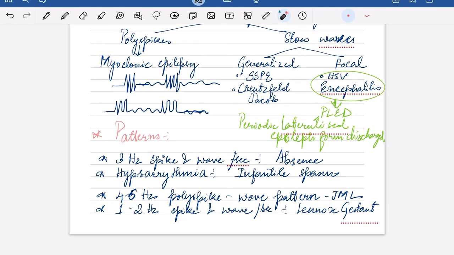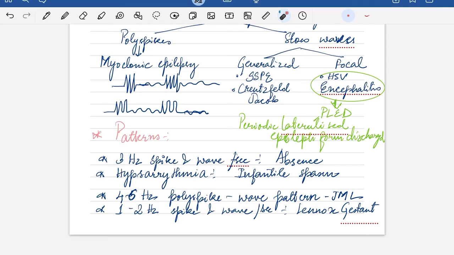3 Hertz spike and wave per second is seen in absence seizure. Hypsarrhythmia is seen in infantile spasm. 4 to 6 Hertz polyspike wave pattern is seen in JME. 1 to 2 Hertz spike and wave per second is seen in Lennox-Gastaut.